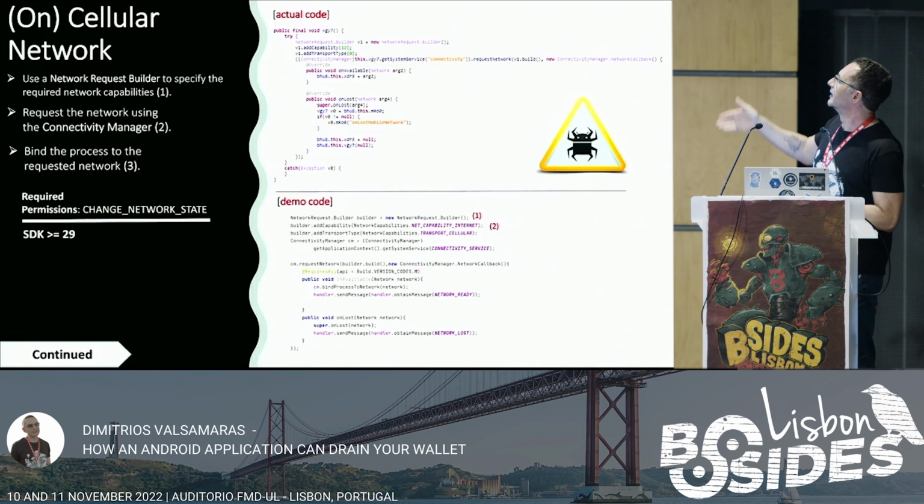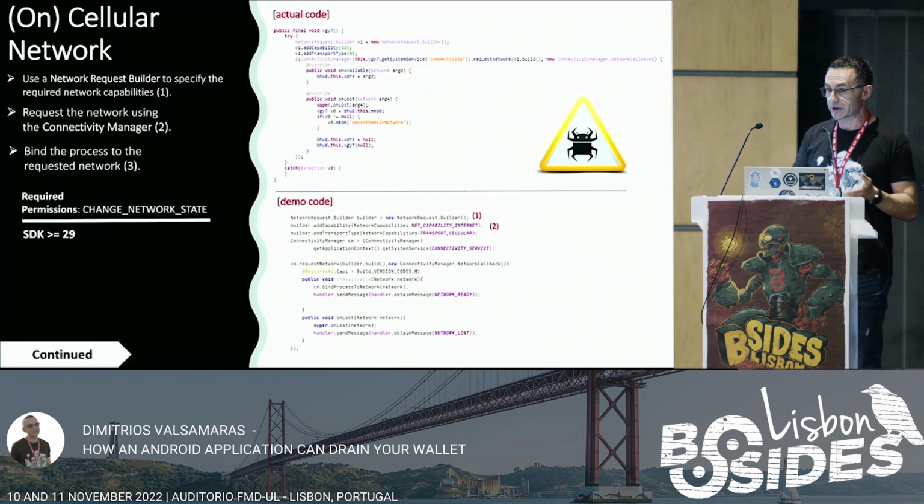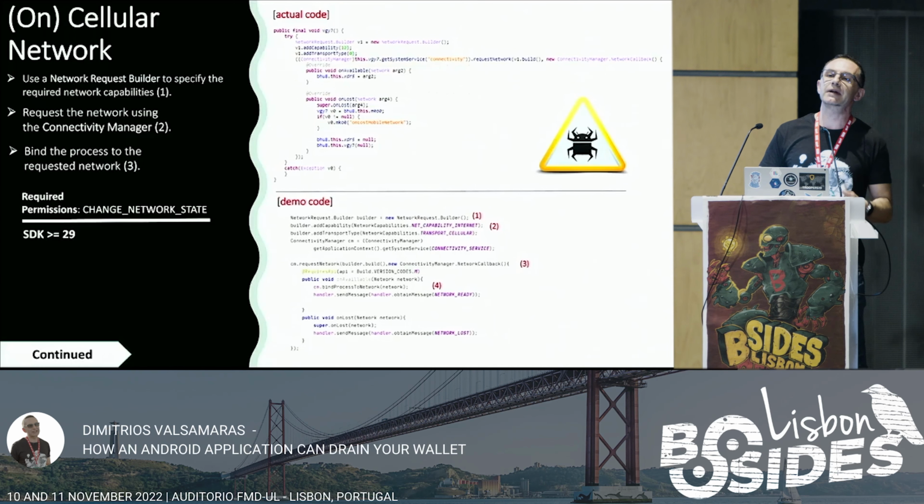We want the device to be able to connect to the internet, and we want to use a mobile network. Then request this network, use the connectivity manager, and then finally, when the network is available, just bind the process to the network and use the network.